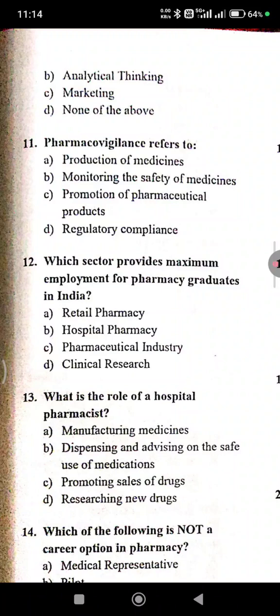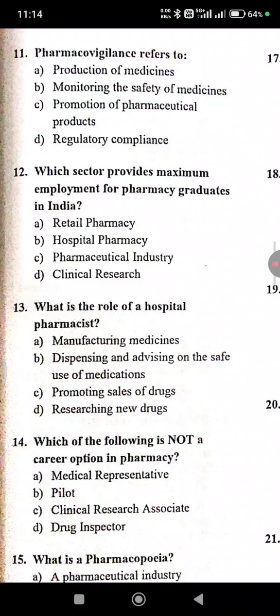Which sector provides maximum employment for pharmacy graduates? That is option C, pharmaceutical industry. Let's go to question number 13.